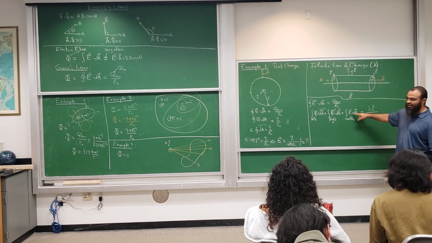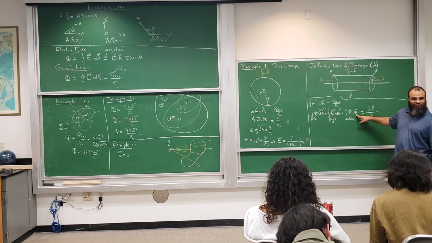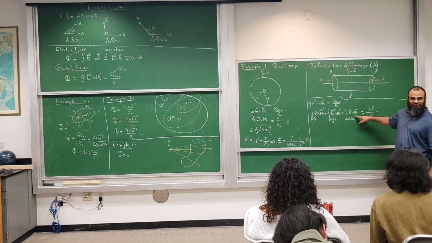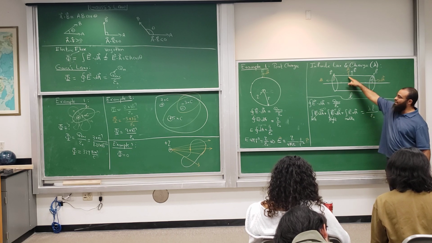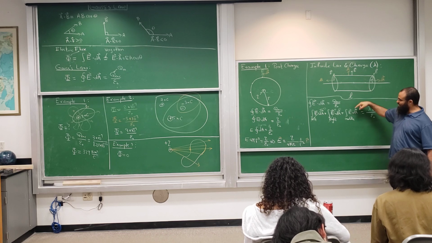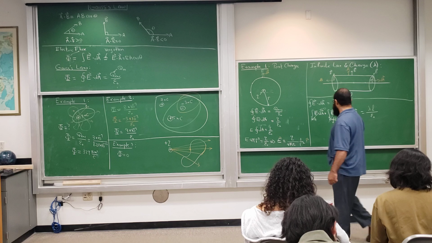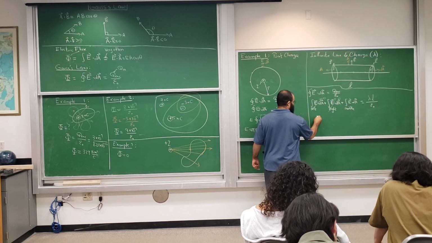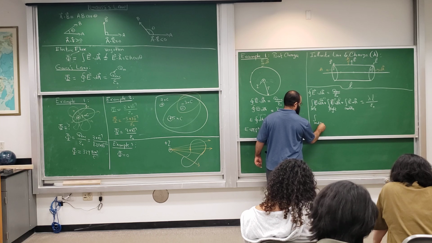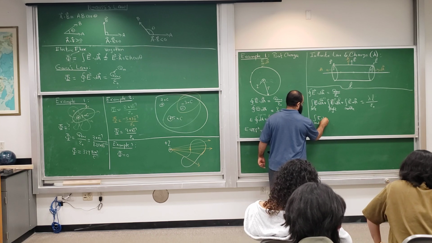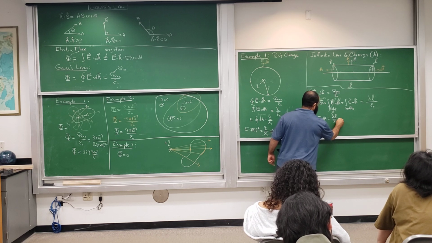Now let's look at the middle, E dot dA. The first thing we always want to do is get rid of the dot product. Can we get rid of the dot product here? Look at E and dA, they point in the same direction. So E dot dA reduces to what? E dA. Yes. So in the middle, I have E dA. On the right side, I have lambda times L over epsilon naught.